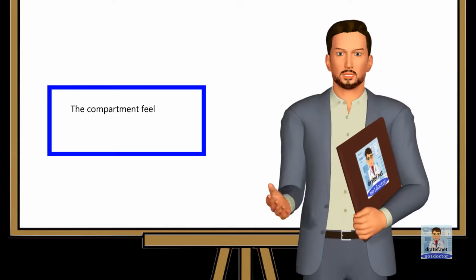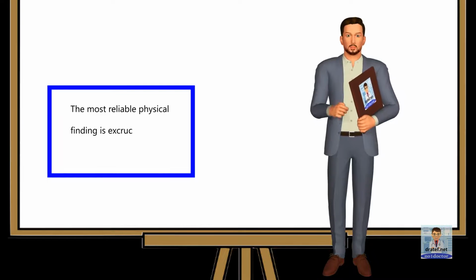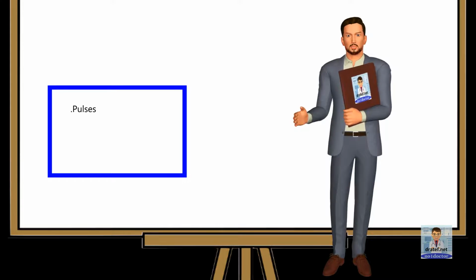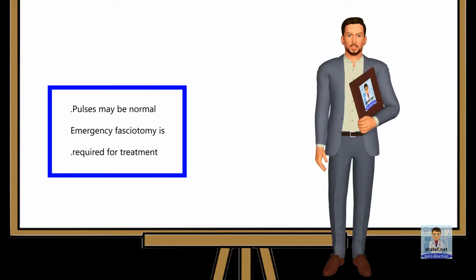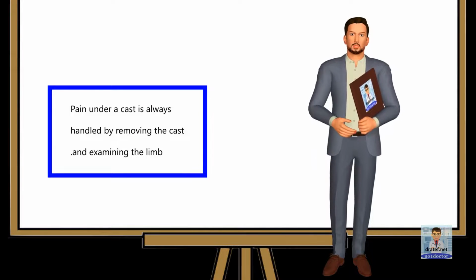The compartment feels very tight and tender to palpation. The most reliable physical finding is excruciating pain with passive extension. Pulses may be normal. Emergency fasciotomy is required for treatment. Pain under a cast is always handled by removing the cast and examining the limb.